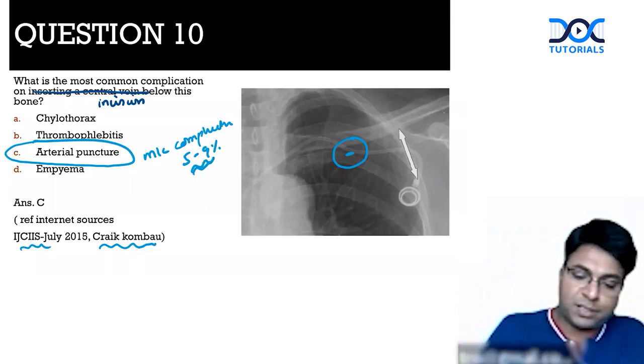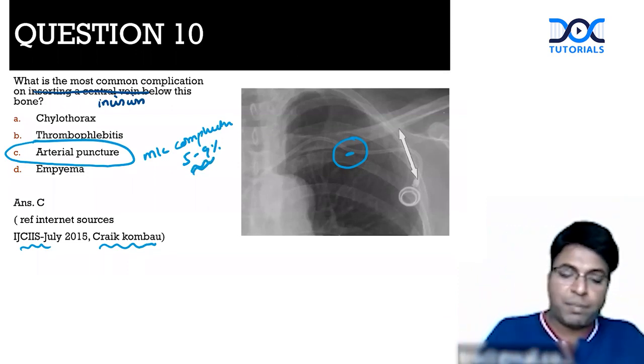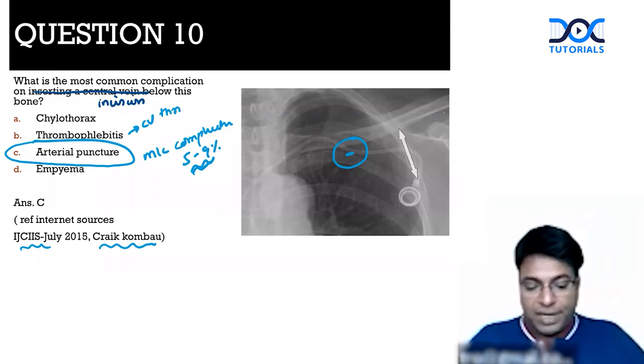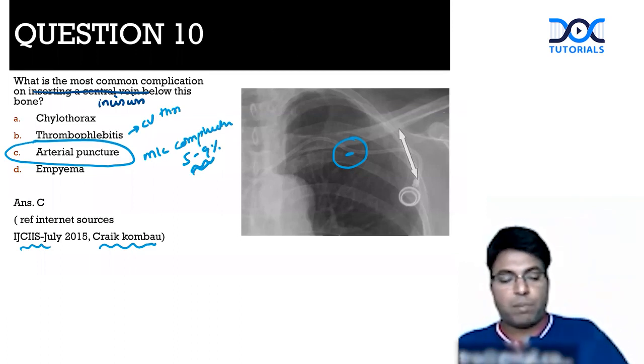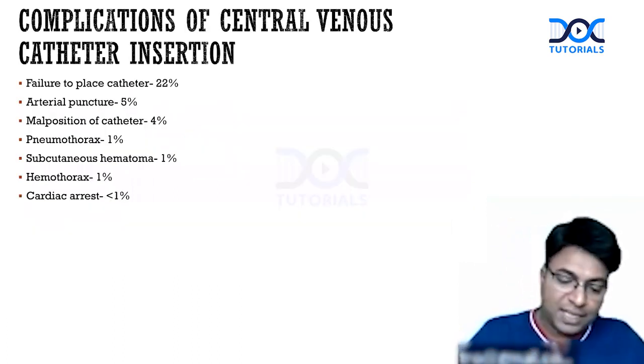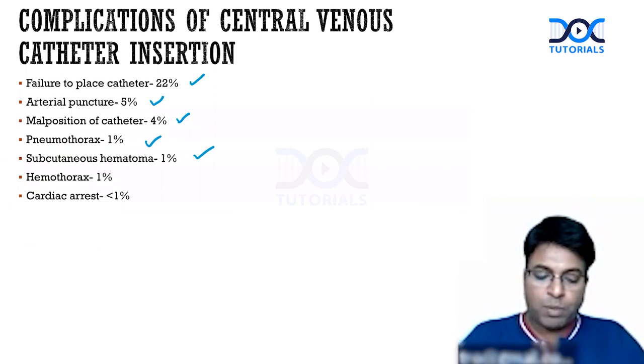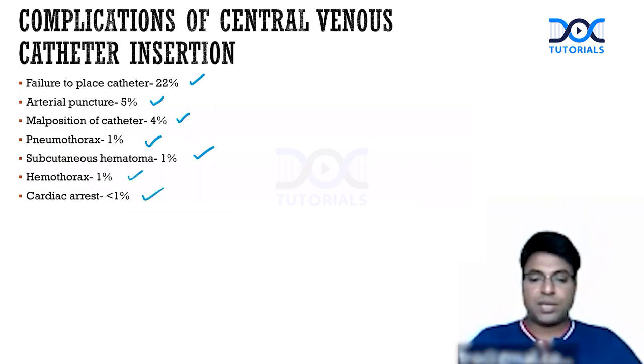Not pneumothorax, and please remember, not thrombophlebitis. Central vein thrombosis is very rare compared to peripheral veins. So it's very clearly mentioned about the complications like this. Failure to place the catheter 22%, arterial puncture 5%, malposition 4%, pneumothorax 1%, subcutaneous hematoma, hemothorax, cardiac arrest 1%. So these are the answers.